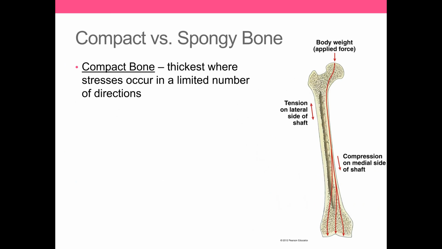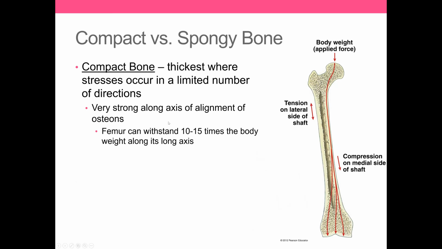So if we compare the compact bone versus the spongy bone, again, compact bone is going to be thickest where the stresses occur in a limited number of directions. If we look at the femur, over here on the right, the femur is your upper leg bone. The compact bone is going to be very thick around the outside of the femur, the cortex of the femur, and that's going to allow the femur to withstand compression and tension that runs along the long axis of the bone. Basically, if the bone is a column, it can withstand forces coming down from top to bottom because of the compact bone.